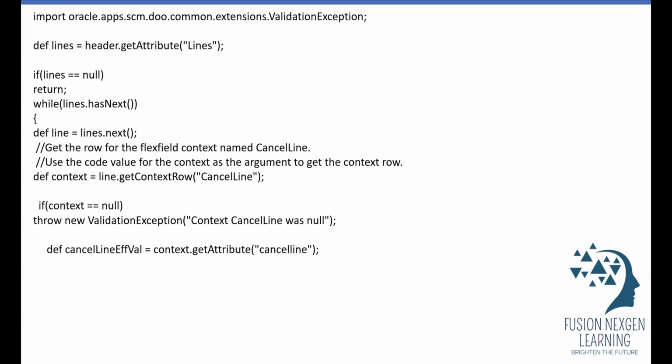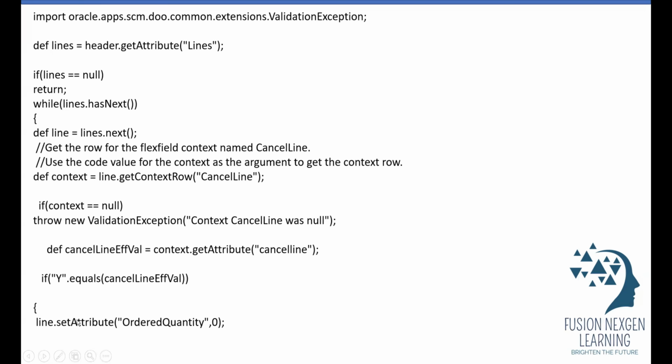And then cancelLineEFFValueContext.getAttribute. Now we are getting the attribute values from the cancel line. This is the segment API, so you have to change it over here. Now, if Y: what we are saying is that if Y equals cancelLineEFFValueContext.getAttribute cancel line, which is the API name, whatever value we are providing, if it is Y, then it will start the canceling.